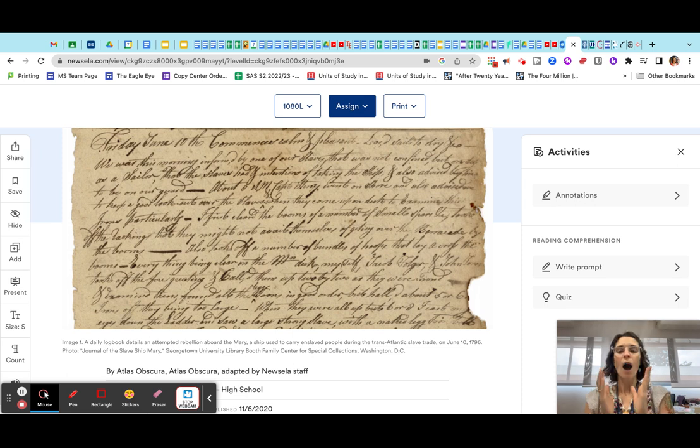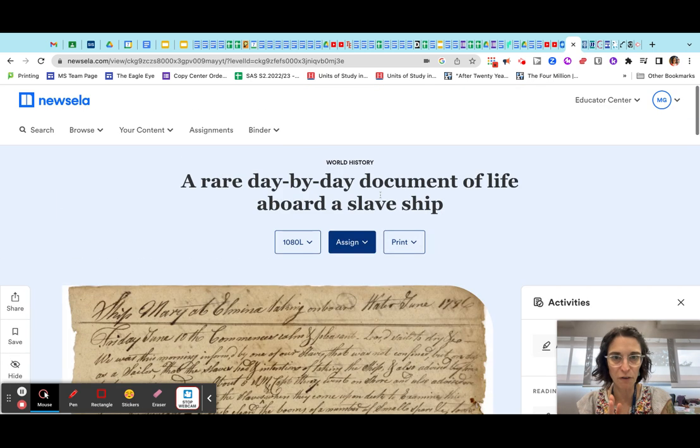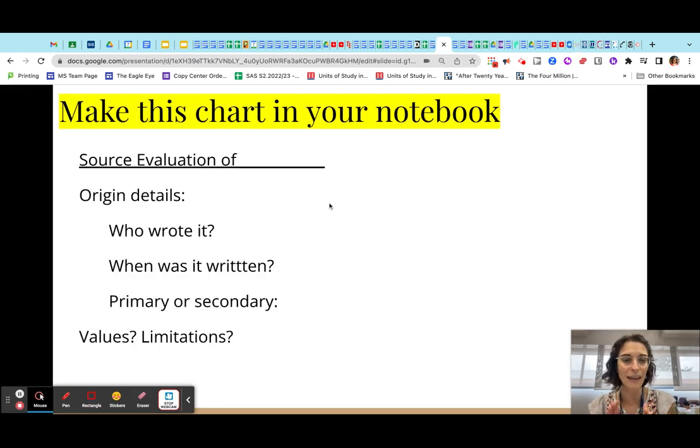So hopefully this was a good example for you and a good lesson on evaluating the values and limitations of a source. We want to think of 3 key questions. Who wrote it? When was it written? Does that make it a primary or secondary source? And then from those questions, ask yourself, what are the benefits of my answers to those questions? And what are the disadvantages of my answers to those questions? All right. Hope that helps.